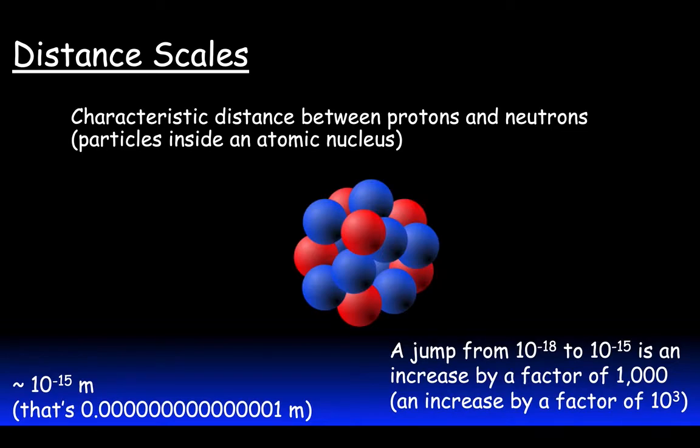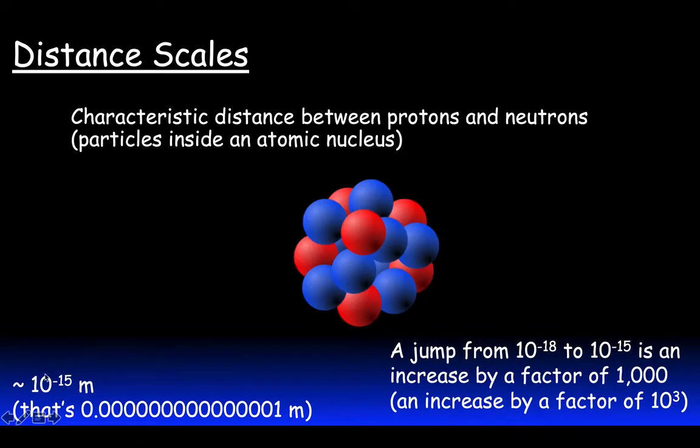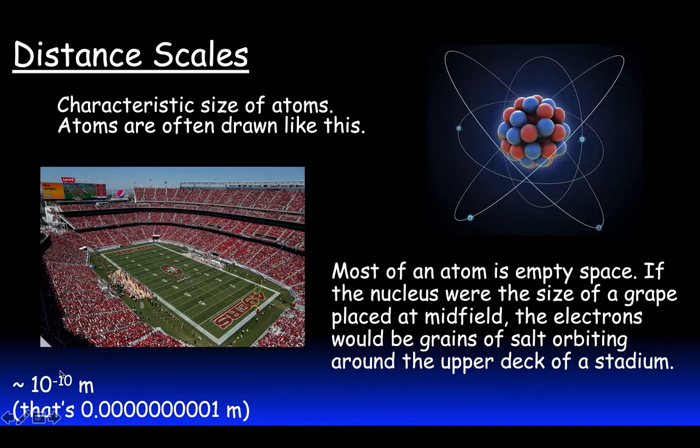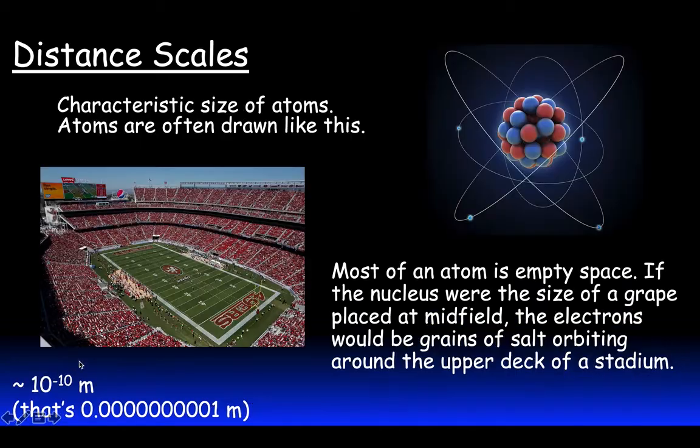If I want to look at the typical size of an atom itself, that's going to be about a factor of 100,000 times bigger. I jumped from 10 to the negative 15 to 10 to the negative 10, so that's a jump of 10 to the 5 times bigger. If I write 10 to the 5 out, I would have a 1 followed by 5 zeros. That's 100,000. The typical size of an atom from one side of the electron orbit to the other is about 10 to the negative 10 meters. So the picture over here, drawn in the upper right, is very much distorted.